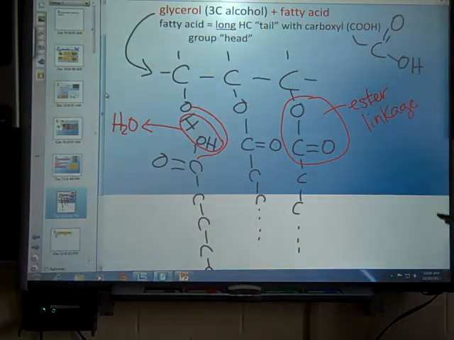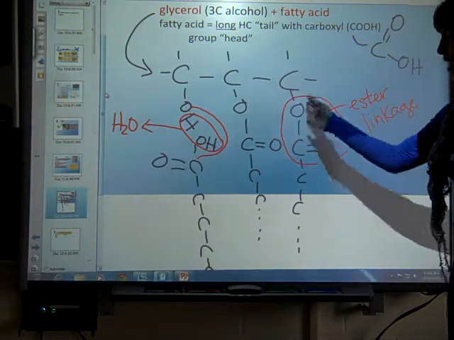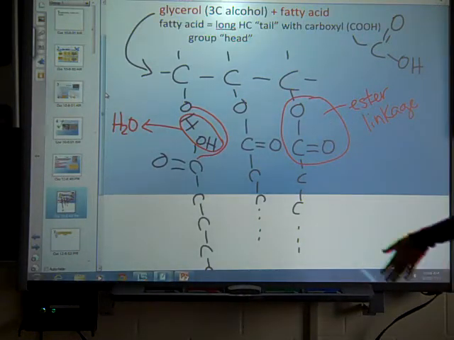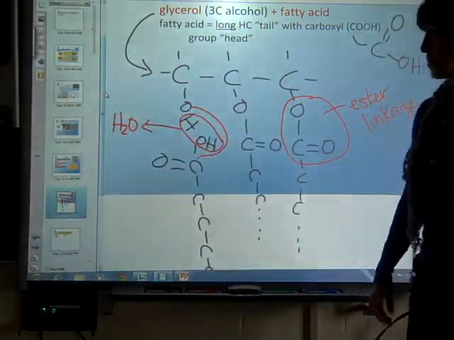Right, so this was formed by dehydration synthesis. I have 1 glycerol and I have 3 fatty acid chains attached. The addition of each fatty acid chain resulted in the removal of 1 water.